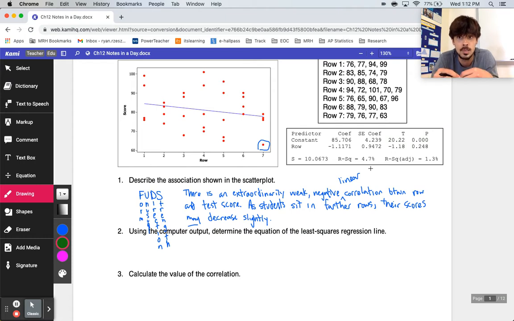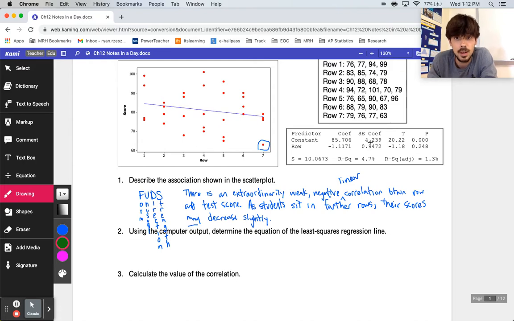Number 2 is asking us to use the computer output to make the equation for our line of best fit. Now, when we did this back in chapter 3, we did learn how to do that on your calculator, doing stat edit and everything, LinReg. And you may be asked to do that, but it's a lot more likely they will give you computer output. They don't want to risk a kid typing a button wrong, typing one of the numbers wrong, and not being able to get the same answer.